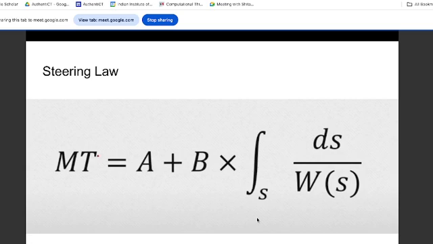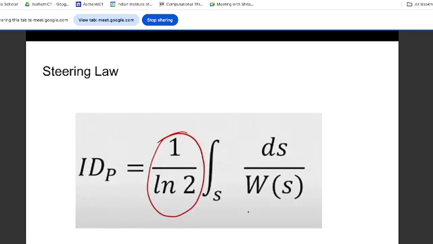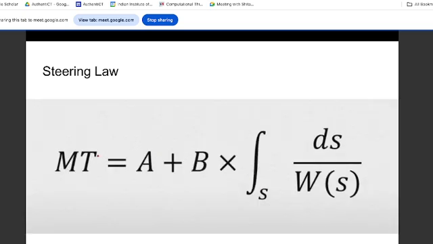And again, to model this formula, for movement time, this was the index of difficulty, and we saw that the index of difficulty is proportional to the movement time through this equation. So that becomes the model of our steering law. Okay, why is the steering law given?